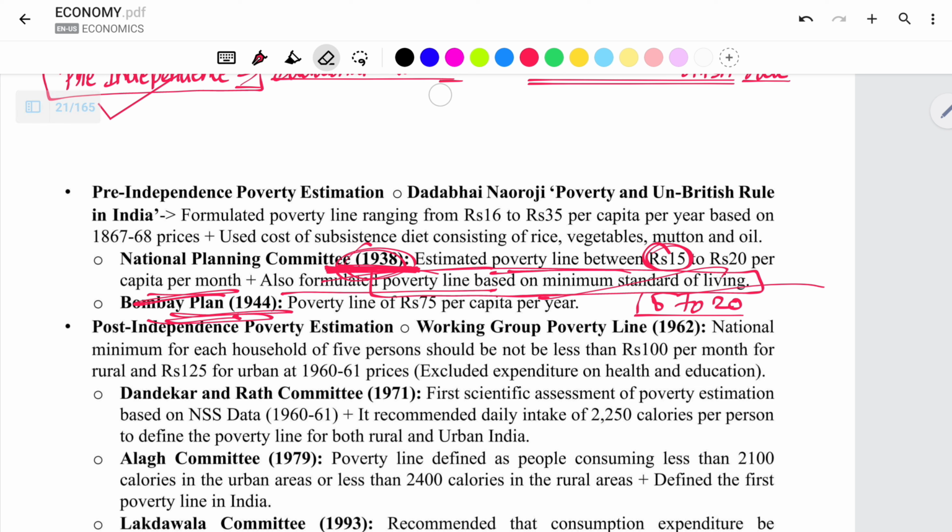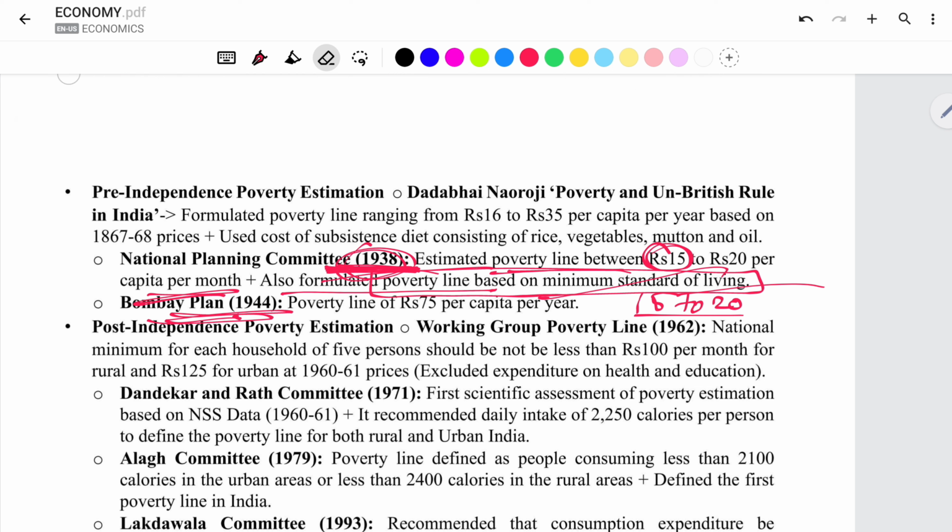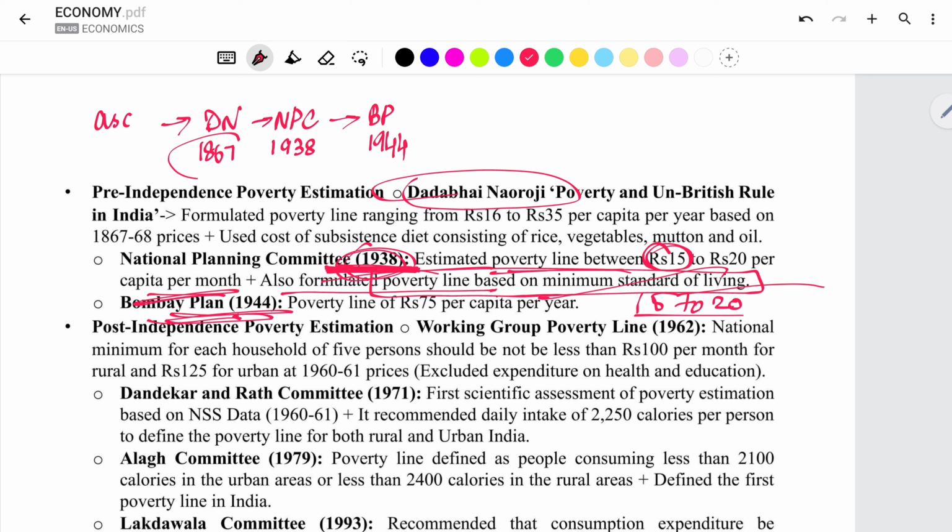How do they ask? Like a match the following: what did Dadabhai Naoroji tell? Or ascending and descending order. When we are going in ascending order, we have Dadabhai Naoroji first. Then we have the National Planning Committee in 1938. After that, we have the Bombay Plan of 1944.